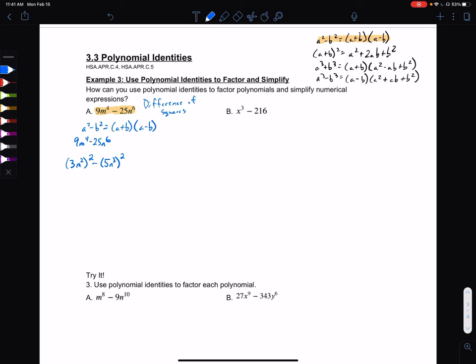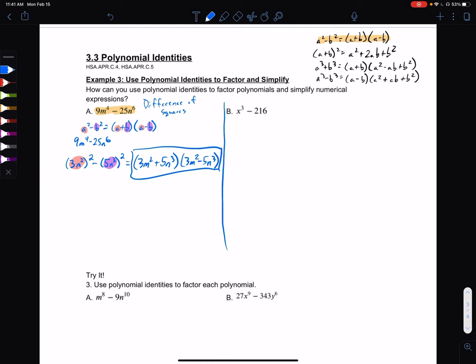Now that I know my a and b values, this will be my a, and this 5n cubed would be my b value, so I can plug those in. So this would be equal to 3m squared plus 5n cubed times 3m squared minus 5n cubed. And this is my expression factored out, not multiplied out, factored out, and then we simplified that.